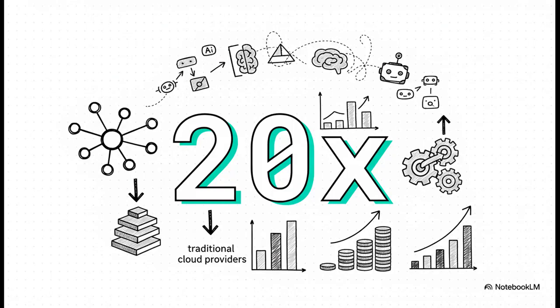And the result of that model is, well, this. This number is wild. By using this distributed network, deAPI can offer AI processing at a potential cost reduction of up to 20 times compared to the traditional cloud guys. That's not a small discount. That is a complete game changer.